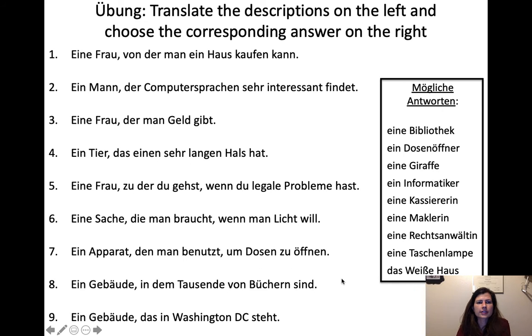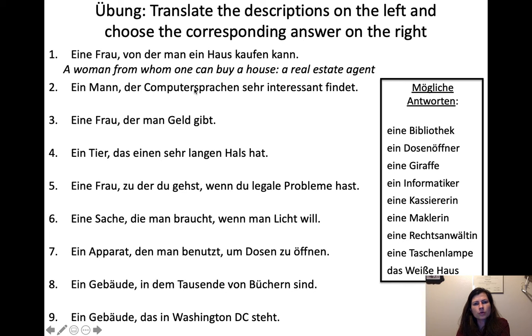Okay, we have one more set. So, eine Frau, von der man ein Haus kaufen kann, which of course means a woman from whom one can buy a house. And that's of course a real estate agent, which is eine Maklerin. So, a woman from whom, von der, feminine dative. Ein Mann, der Computersprachen sehr interessant findet. A man who finds computer languages very interesting. That's ein Informatiker, a computer scientist.